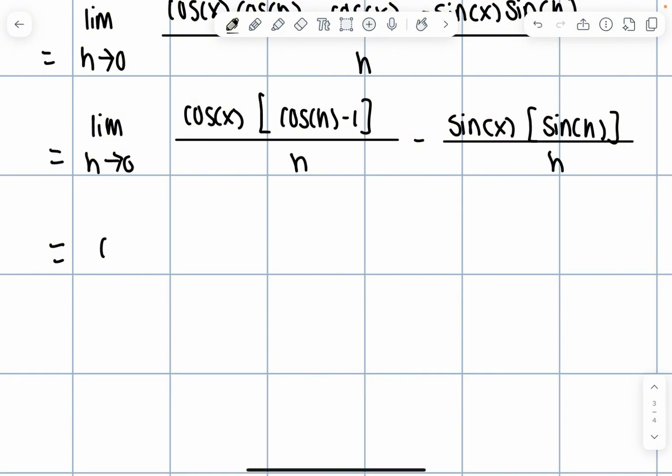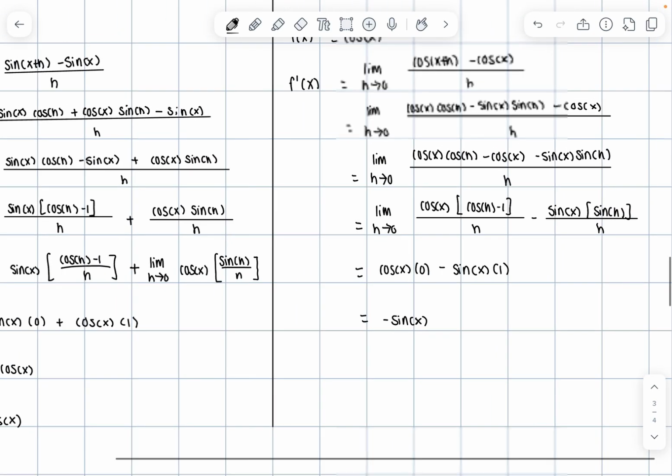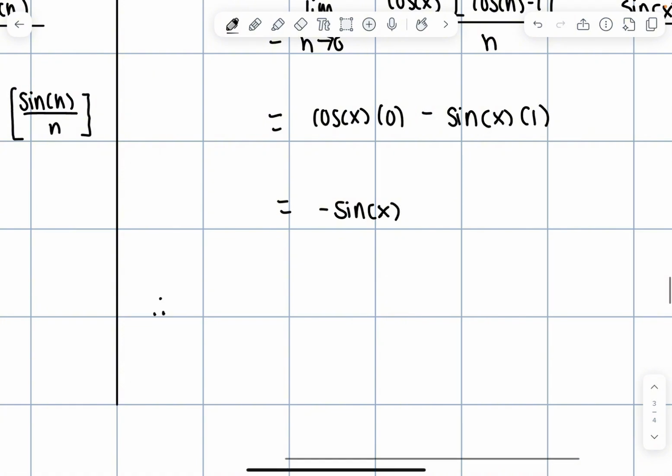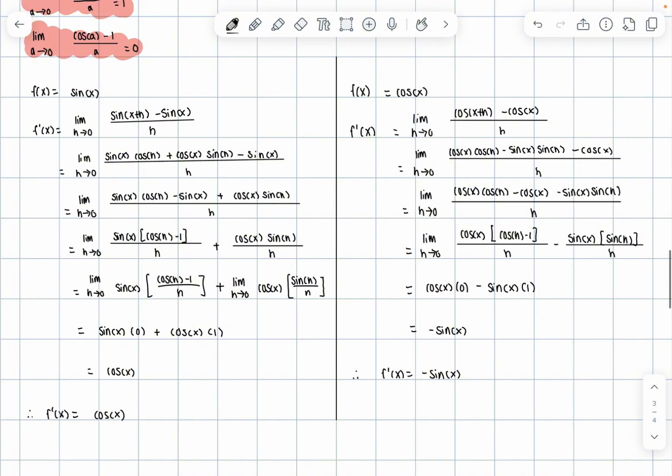So that'll be cosine of x, as h tends to 0, cosine of h minus 1 over h becomes 0. And then minus sine of x, the sine of h over h as h tends to 0 just becomes 1. And then we just get that the derivative is minus sine of x. Therefore, f dash of x is minus sine of x. And that's where the derivative for sine of x and cosine of x come from using first principles.